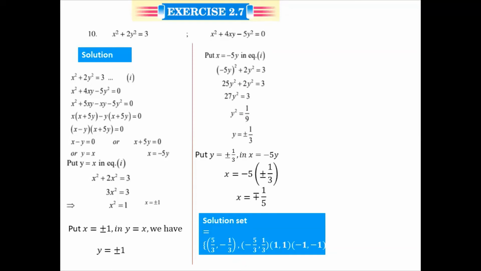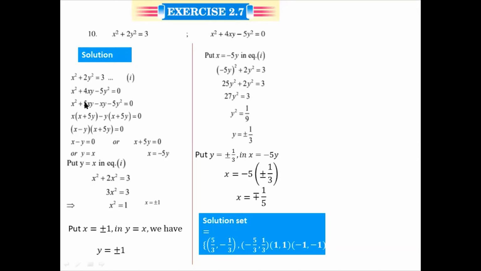Question number 10. x square plus 2y square is equal to 3, and x square plus 4xy minus 5y square is equal to 0. Here in the first equation we have a constant term, and in the second we do not have a constant term. Variables are involved with each term, and on the right hand side we have 0. So we write the first equation as equation number 1, and now we first solve this second equation.